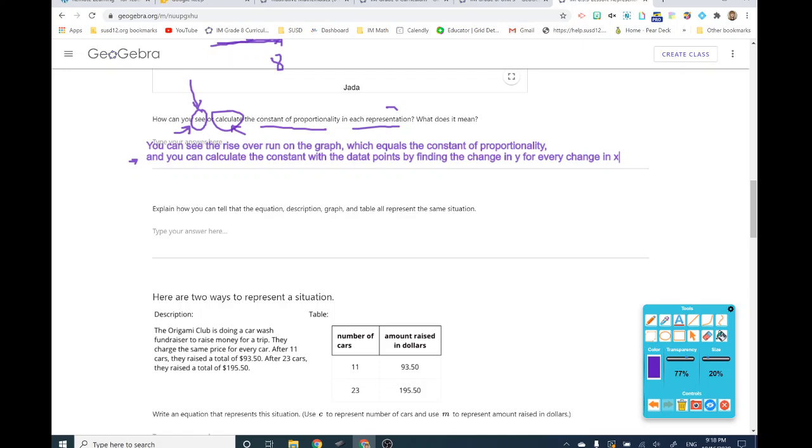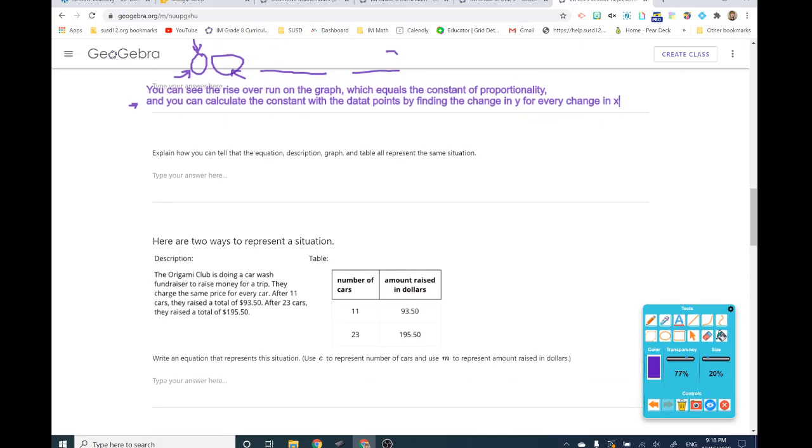Okay, type in your answer. Next question. Explain how you can tell that the equation, description, graph, and table all represent the same situation. Well, that's a big question.